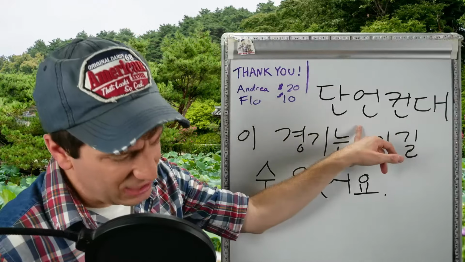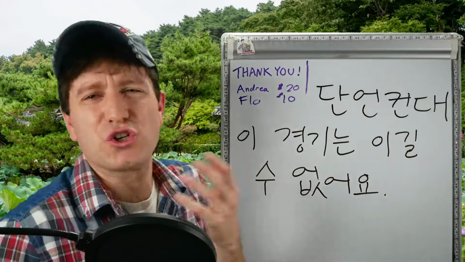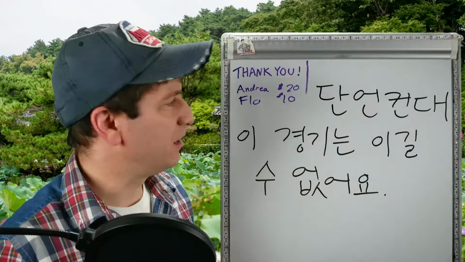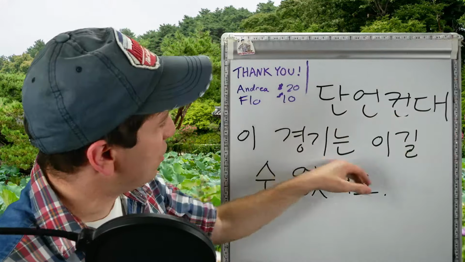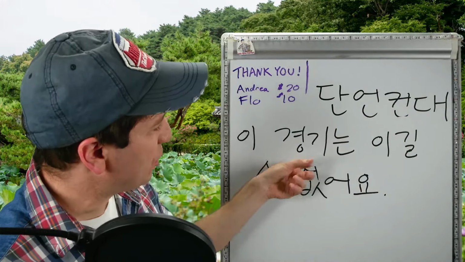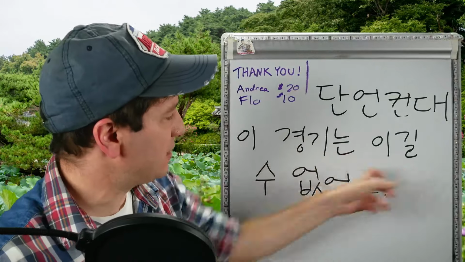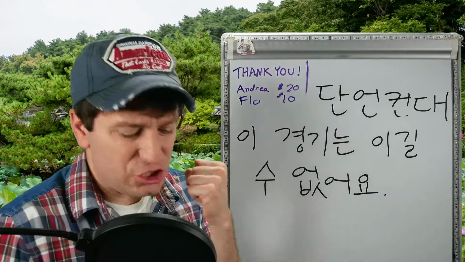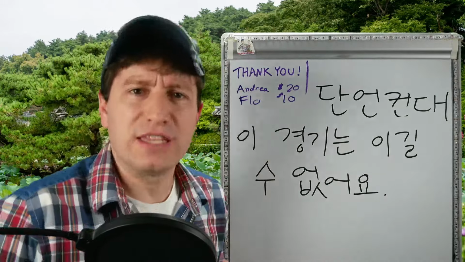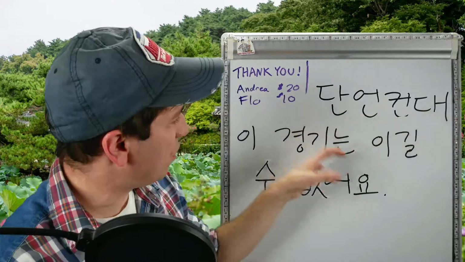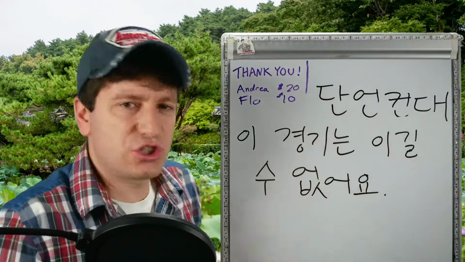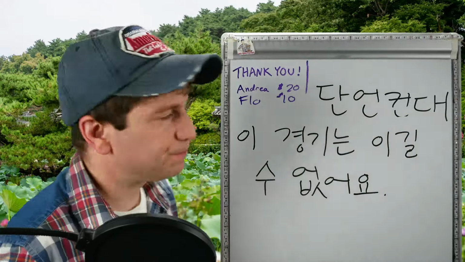단언컨대, 단언하다 is to assure someone, to promise someone. 단언컨대 이 경기는, so this game, 경기 is like a sports game, like a match. 이기다 is to win. 이길 수 없어요. So I assure you that they cannot win this match. 단언컨대 이 경기는 이길 수 없어요. So I assure you that they cannot win this match.